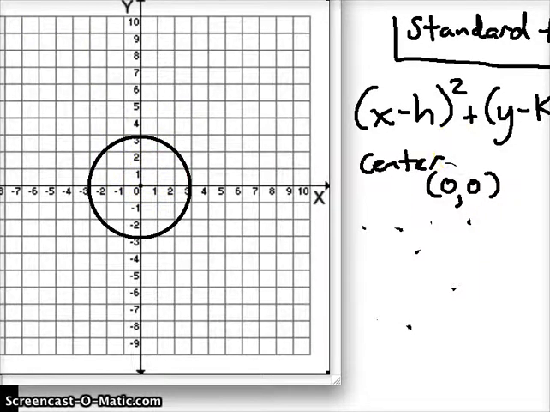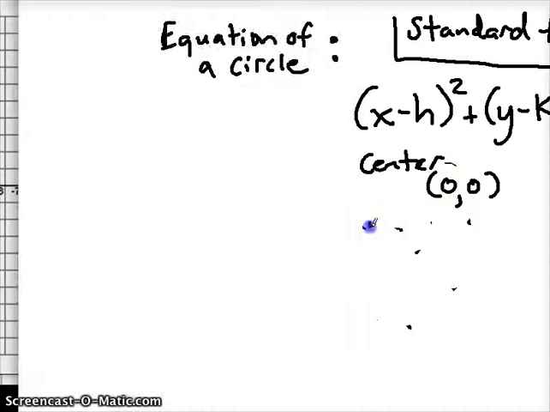And r, if you are looking at a graph, you can always count it. Remember, the radius is always the distance from the center of your circle out to the outside of your circle. So you can count it if it's graphed. We got 1, 2, 3. So our radius will be equal to 3.